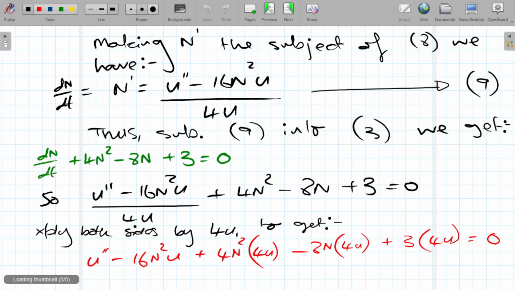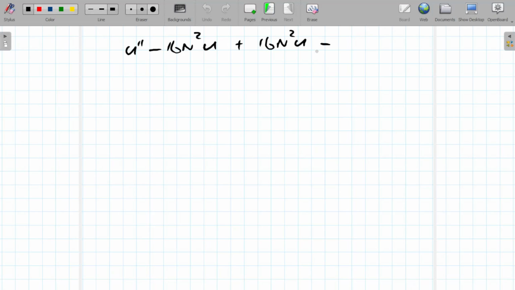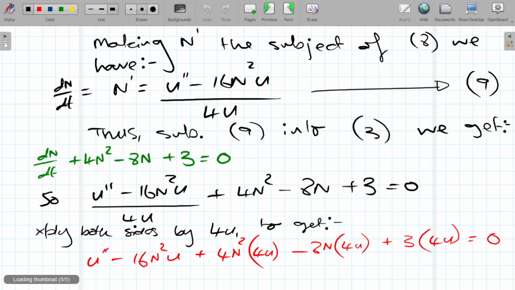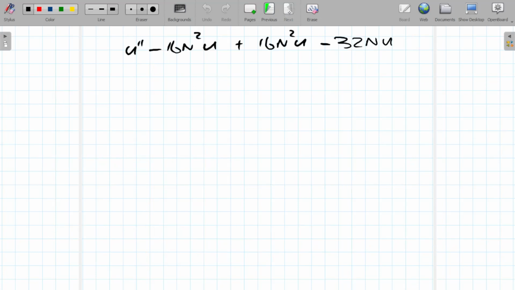minus, well, let's just go back to the previous page. So we've got minus 8n times 4u is minus 32nu. So minus 32nu. And then let's go back to the previous one. So we've got plus 3 times 4u, which is 12u, plus 12u equal to 0. And I have actually labelled that equation 10. So that's equation 10.